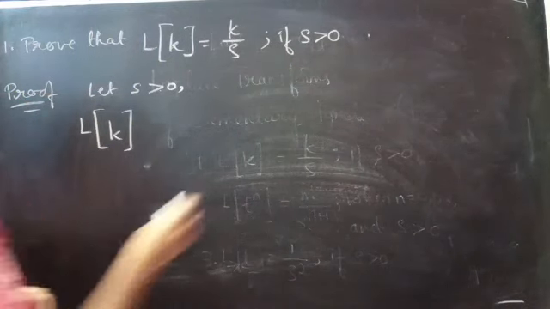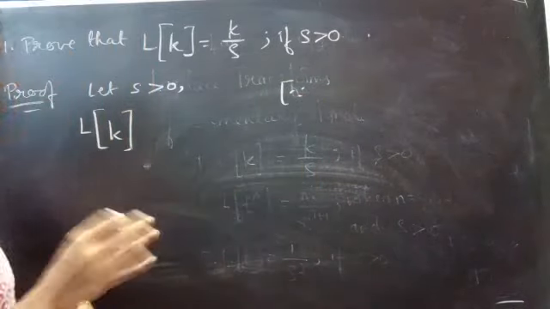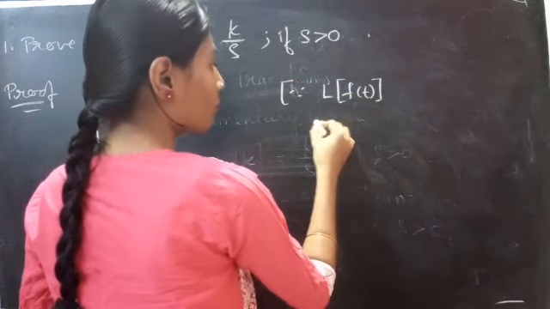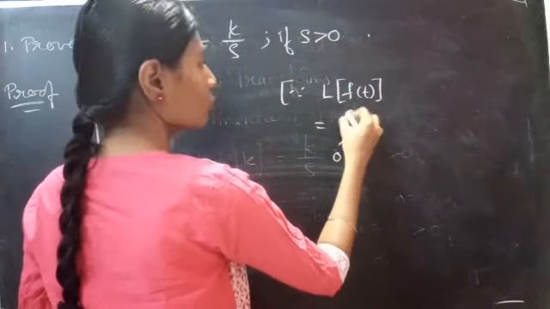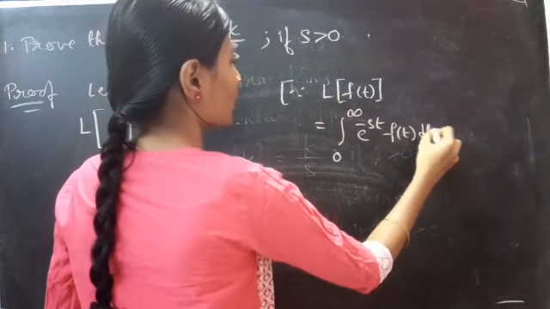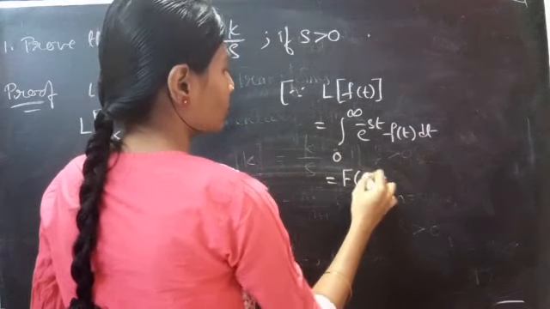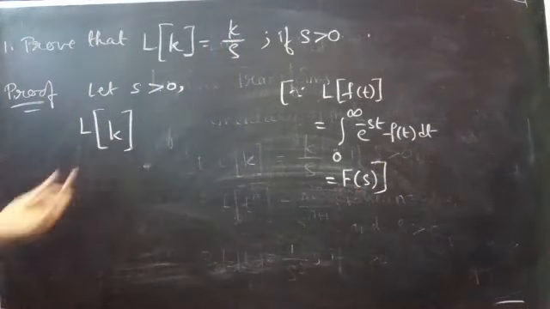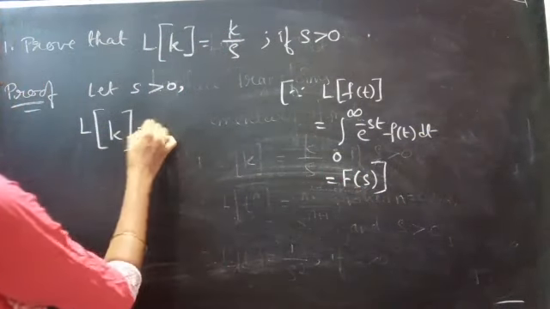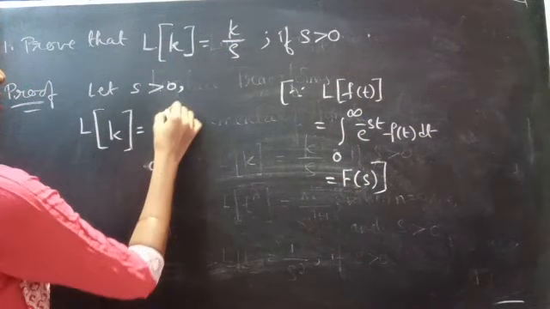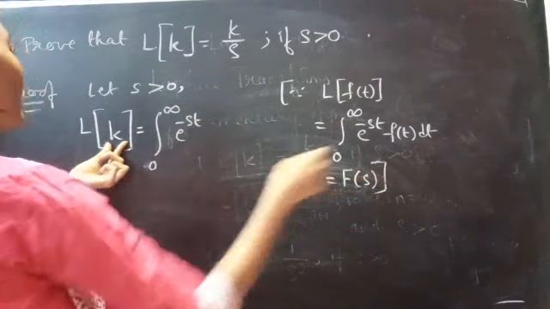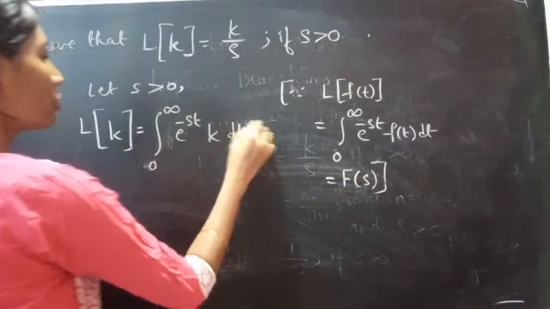Take L of k. We know from the Laplace transform formula that L of f of t, the Laplace transform of a function f of t, is equal to the integral from 0 to infinity of e power minus st into f of t dt. This can also be written as capital F of s. Since k is a constant in the place of f of t, you can write it as the integral from 0 to infinity of e power minus st. Now replace the function in the place of f of t, so you write k into dt.